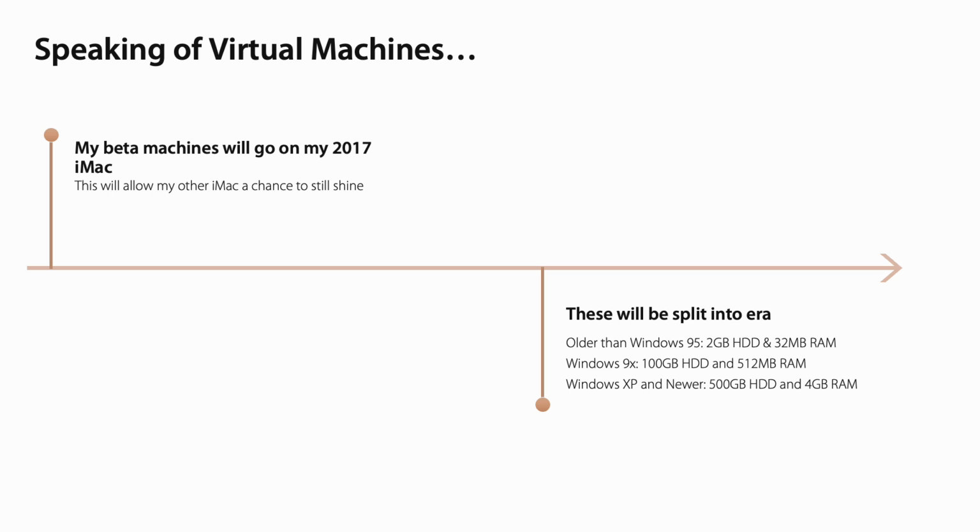But I'm going to set up a virtual machine. That's what the Yosemite virtual machine looks into. I can then look at any games that I might have that will run perfectly on something like Yosemite, but not so well on the newer systems. And then they'll be split into eras, so I can do older than Windows 95 and do DOS on that, Windows 9X and use the specs for that, and Windows XP and newer.